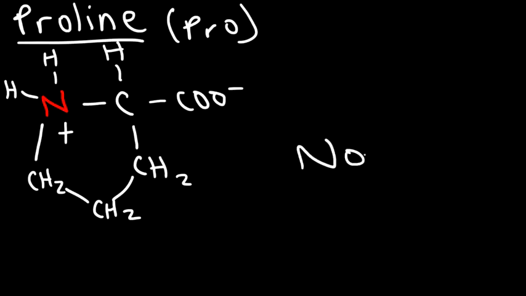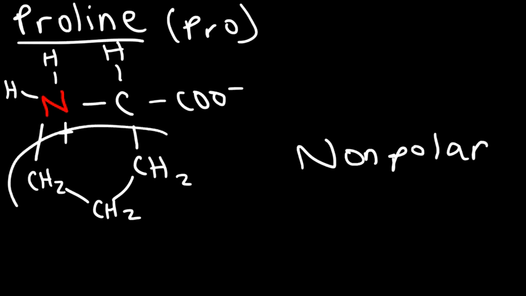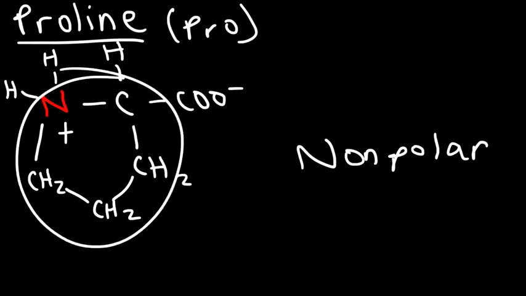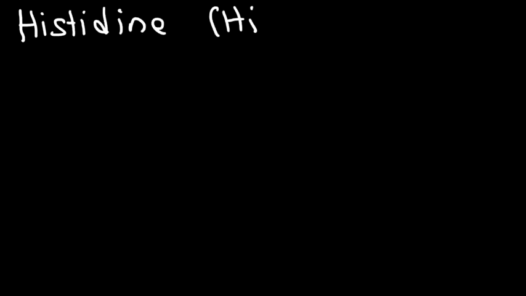It's also considered a nonpolar amino acid because the majority of the R group contains only hydrocarbons. And this is always there for all amino acids, the nitrogen with the positive charge. And so that's the structure of proline. It's not aromatic. This is not an aromatic ring. Next is histidine, abbreviation HIS.